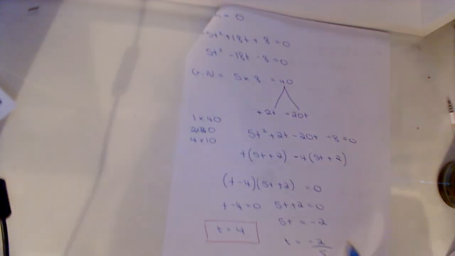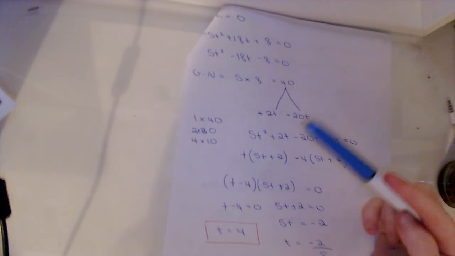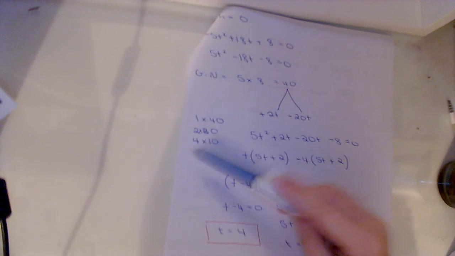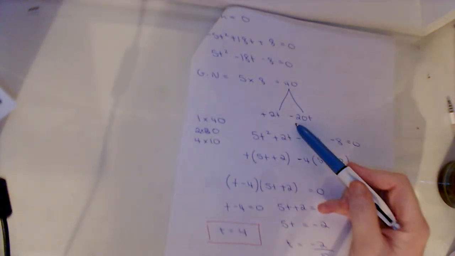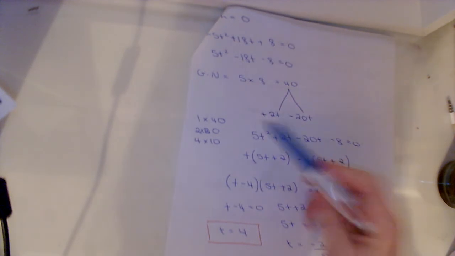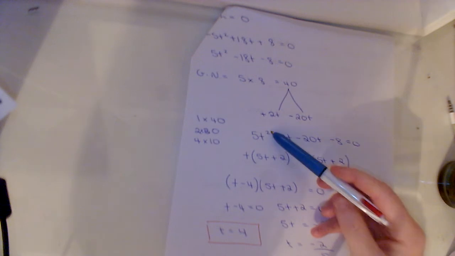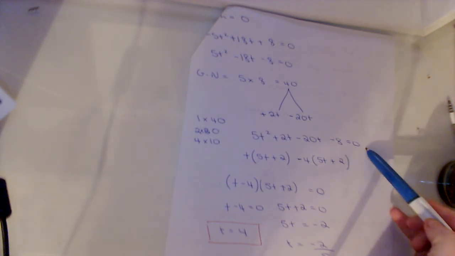I then solve this using my guide number method. So I'll have 5 times 8, which will give me 40. And then I need to get the factors of 40 that will make my 18 here. So I have 1 by 40, 2 by 20, 4 by 10. 2 by 20 will make 18 for me. So I'll write down my 2t and my 20t. I want a minus 18t, so it's minus 20t plus 2t. So I'll then rewrite this, so I'll have 5t squared plus 2t minus 20t minus 8 is equal to 0.